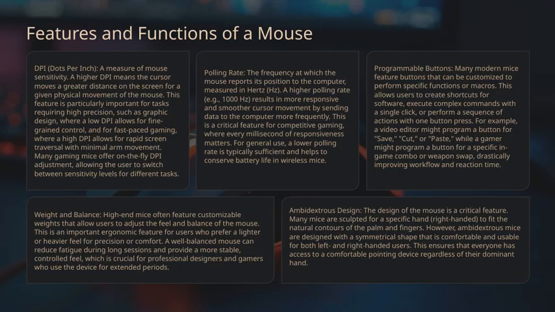Let's take a closer look at some of the key features and functions of a mouse. First up is DPI, or dots per inch. This is essentially a measure of how sensitive your mouse is. A higher DPI means that when you move the mouse physically, the cursor on the screen moves a greater distance. This is especially important for tasks that require precision, like graphic design, where fine control is necessary, or for gaming, where a high DPI allows you to move across the screen quickly with minimal arm movement. Many gaming mice now offer on-the-fly DPI adjustments, so you can switch sensitivity levels instantly depending on what you're doing.